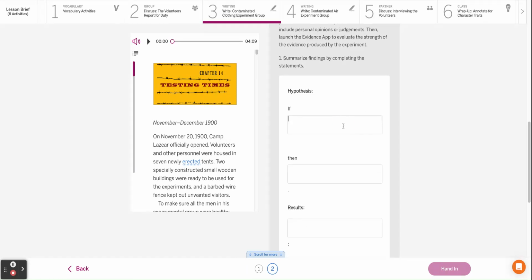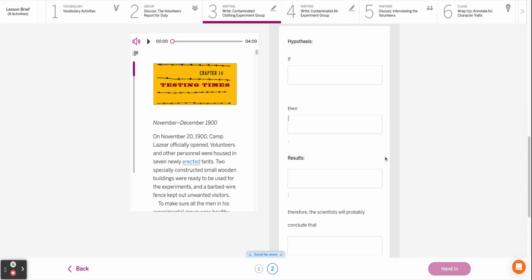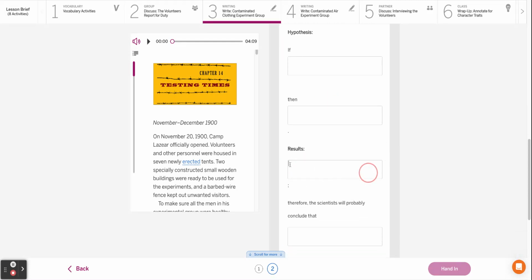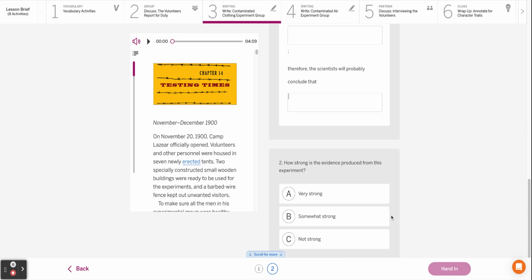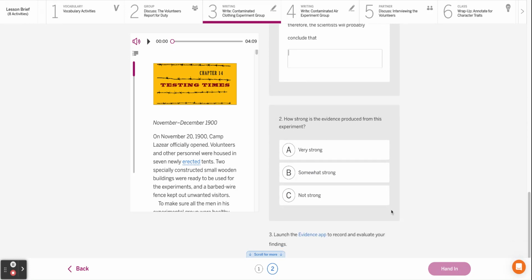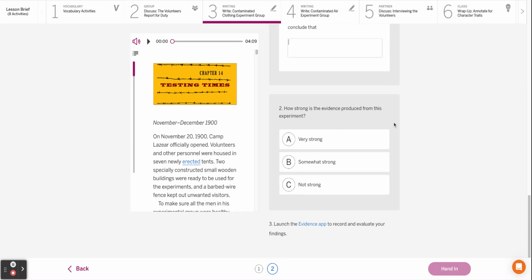Summarize your findings with your if-then statement. So if this happens, then I expect this to happen. My results, this happened, which means my theory is now this. And this is the theory about how yellow fever is spread. How strong is the evidence produced from this experiment? Evaluate that and then launch your evidence app. And then you're going to move on to the discussion.